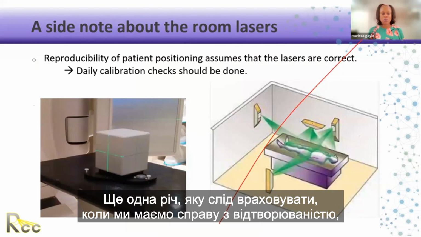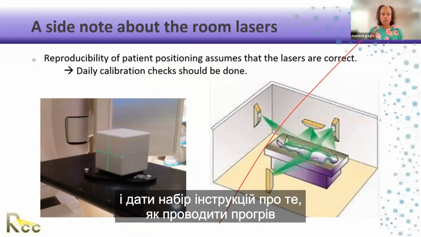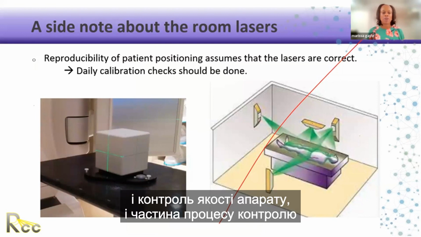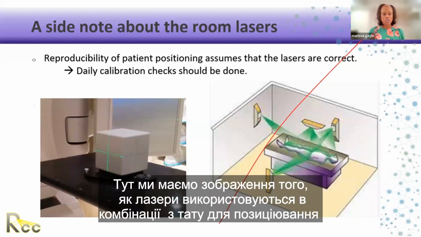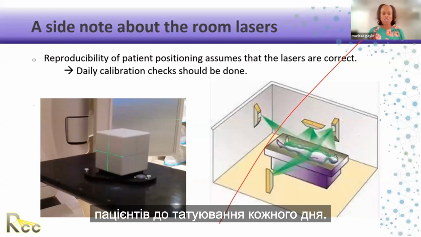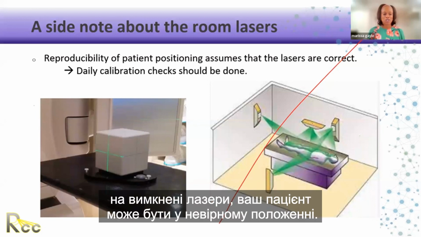Another thing to take into account when we deal with reproducibility is that for every CT simulation, physics has to come in and give a set of instructions on how to do warm up and QA the machine. Part of the QA process is making sure that the lasers are accurately aligned. We have an image here of the cube and how the lasers are used in alignment with setting up the patients each and every day to the tattoo. So if your lasers are off and you try to set your patient up with lasers that are off, your patient may also be off.